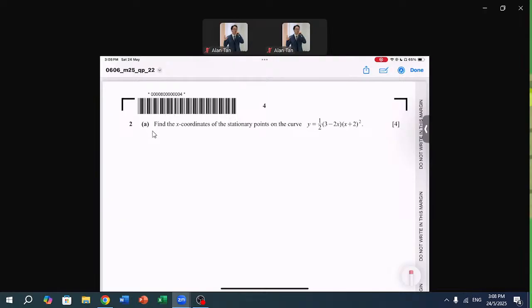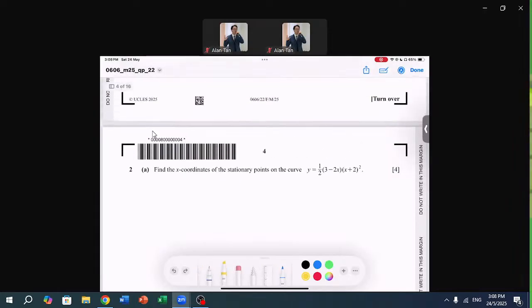Now here, keywords. I'd like to quickly highlight a few things. The keyword that I would like to highlight here, of course you should not be highlighting this in the exam, is stationary points. I'm just going to use a light highlight over here, which is the stationary points.